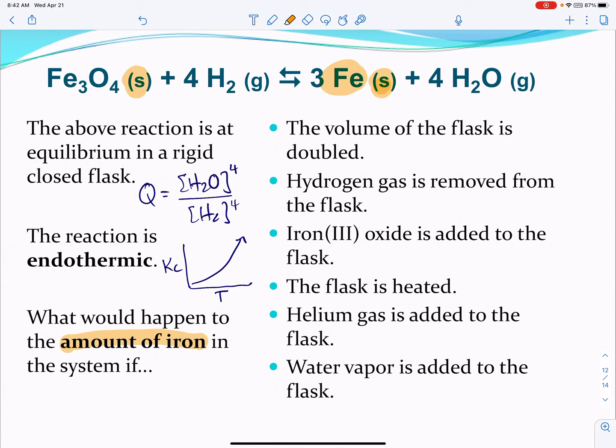The amount is like the mass or the moles. If this reaction shifts forwards, it's going to produce more iron, so the amount of iron would increase. If it shifts backwards, it has to use up iron, so the amount of iron would decrease. So even though it's a solid, the reaction shifting forwards or backwards would affect the amount of that solid.